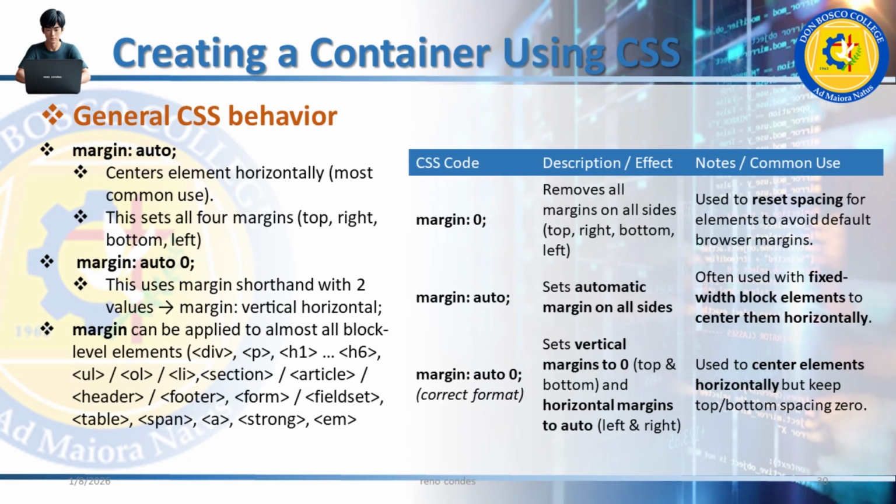Let us understand the use of the margin property and its values. Margin 0 removes all margins on all sides: top, right, bottom, and left. Margin auto sets automatic margins on all sides. Margin auto 0 is considered the correct format for setting vertical margins to 0, top and bottom, and horizontal margins to auto, left and right.